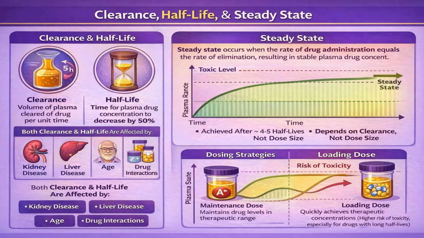Now let us discuss steady state. Steady state occurs when the rate of drug administration equals the rate of elimination, resulting in stable plasma drug concentrations. A key principle is that steady state is achieved after approximately 4 to 5 half-lives and depends on clearance, not dose size. There are two main dosing strategies.